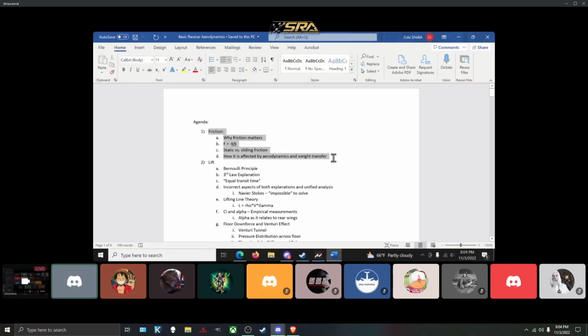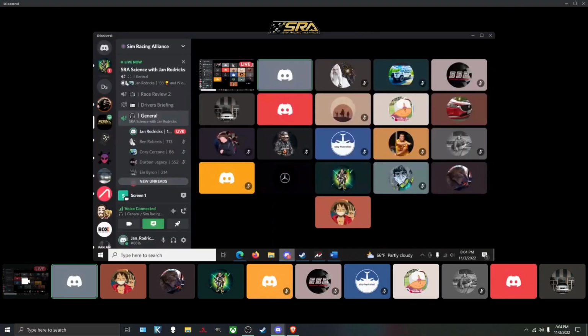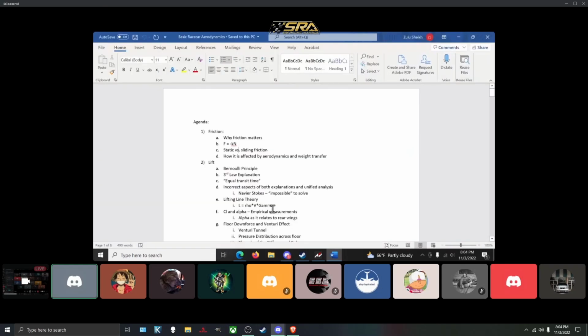Start with friction. Hopefully that will make sense why we start there. But obviously, if you think about a car, you've got 4 contact patches. Those things are about the size of a softball. That's your entire connection to the ground. So all the forces the car is feeling, everything that's going on, all the changes of direction, all have to be channeled through those 4 contact patches.